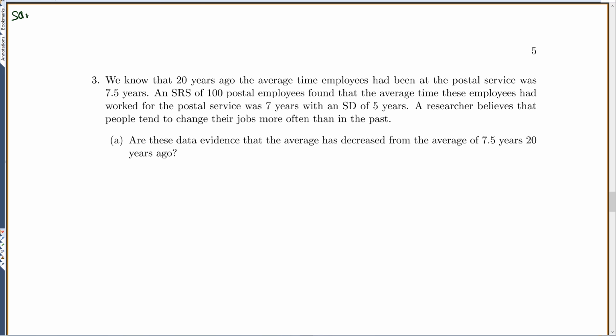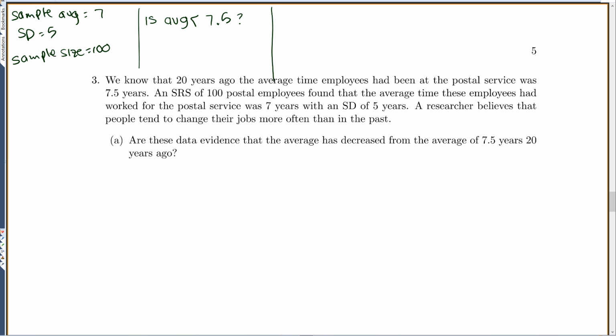So let's write down our given information. My sample average equals 7. My SD equals 5. My sample size equals 100. And we want to know, has the average decreased? So is it less than 7.5? That's what we're interested in asking.